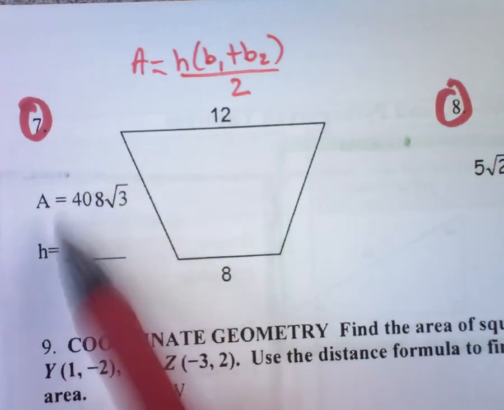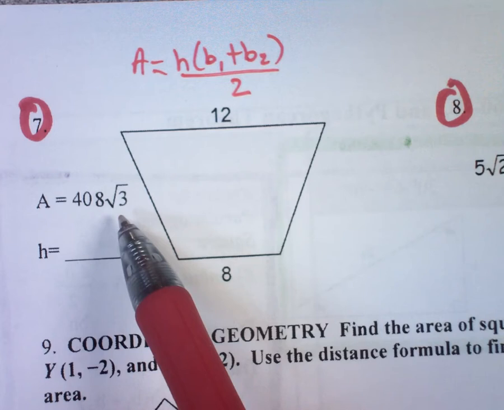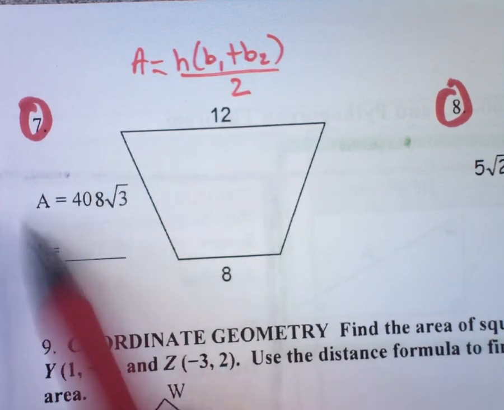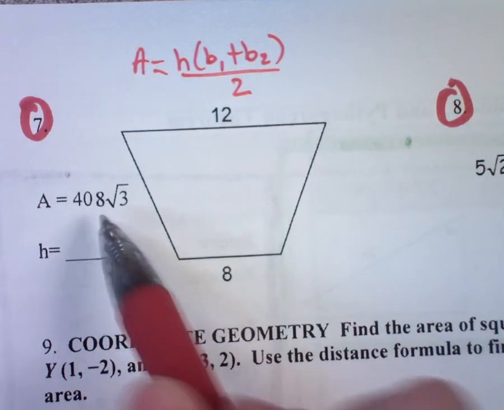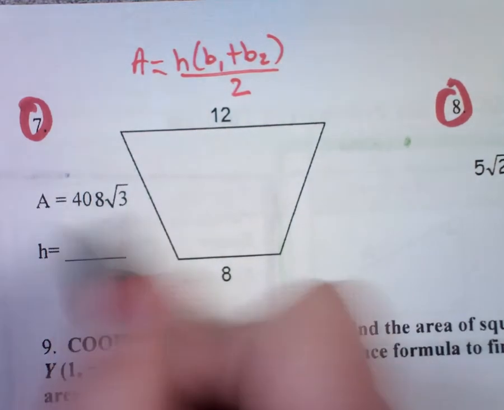This looks weird. I've had people think it's a 48 square root of 3. That really kind of doesn't make much sense. This is a 408 square root of 3. It just doesn't look like it because that 8 is like pushed off and it looks a little more bolded than the 40. But the area is 408 square root of 3.